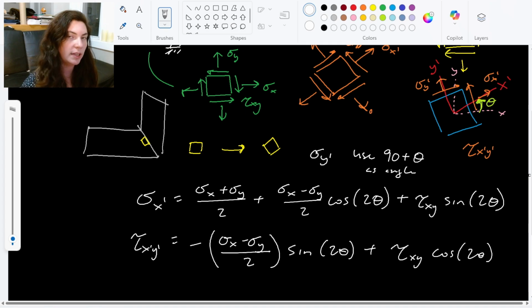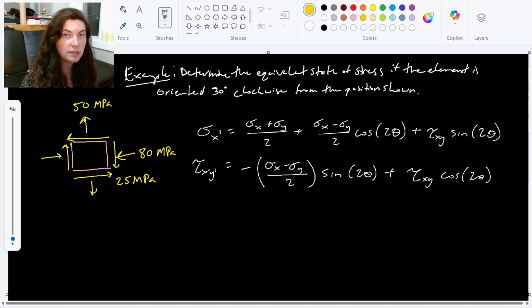We'll go ahead and do a quick example of this. In this example, they've given us a stress element, and these things would usually be determined from your combined loading problems, and then your stress element is just a representation of all of those answers that you got. That state of stress that you found for that, you can put onto this stress element, so that way you can easily see the normal stresses in the x and y directions and the shear stress. So in this, they give us this little stress element, and they say determine the equivalent state of stress if the element is oriented 30 degrees clockwise from the position shown.